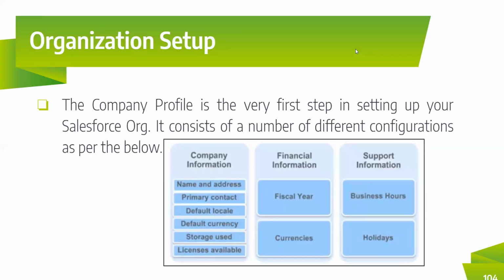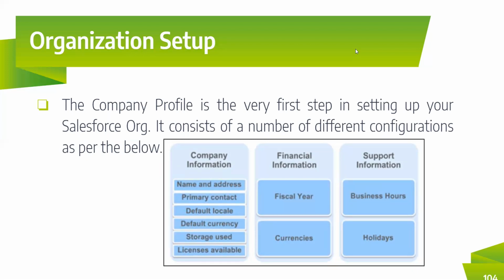When it comes to organization setup, the company profile is the very first step in setting up your Salesforce organization. It consists of different configurations, which are shown below. It has something called the company information. In the company information, you specify the name and address, primary contact, default locale, and then default currency, storage use, and what licenses are available.